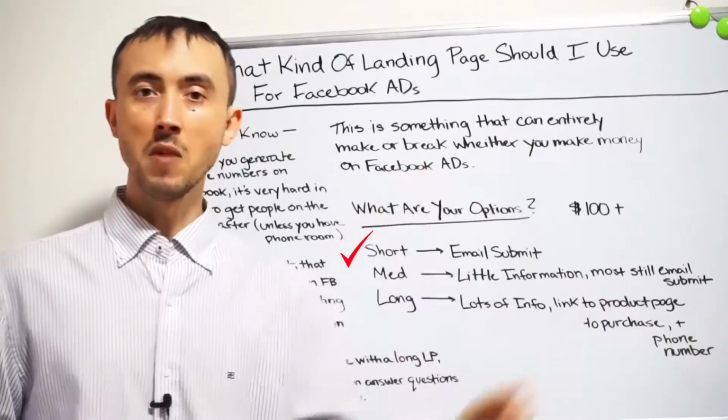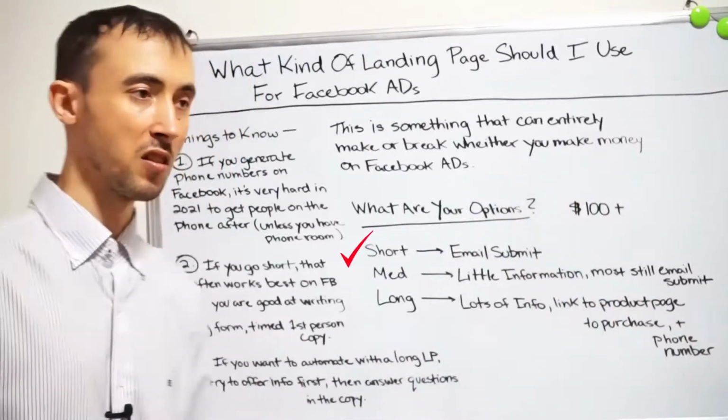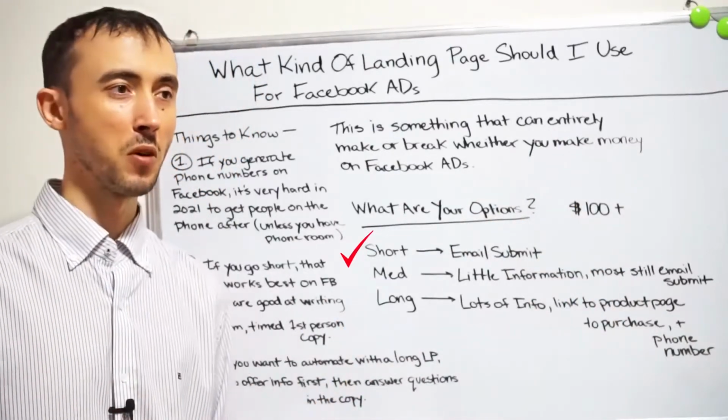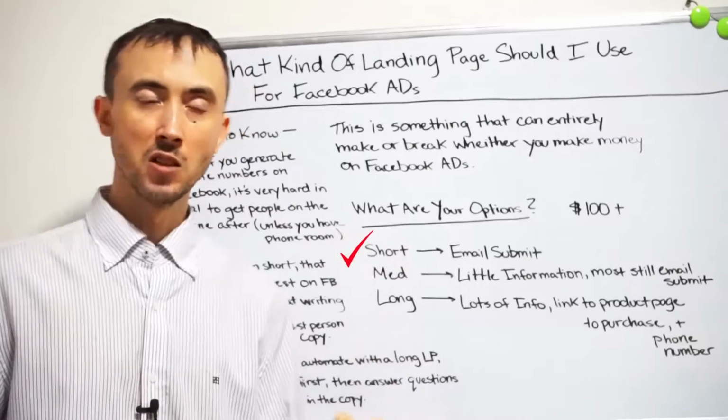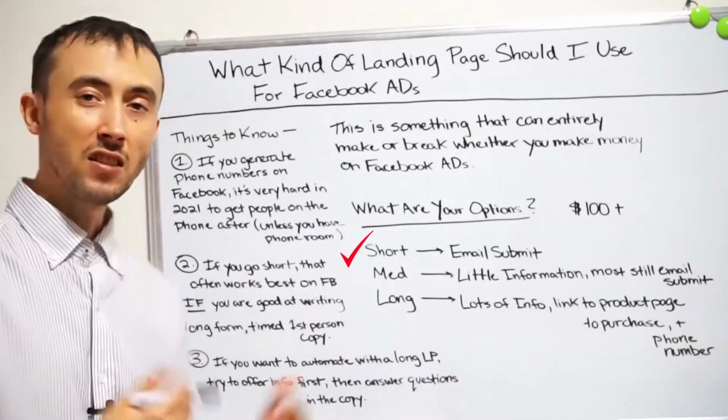Just getting an email submit, or they'll sell a $7 product, which then leads into a more expensive product. I don't use that so much, because the person who usually spends $7 for a product isn't the person who spends $700. But that's your first option.